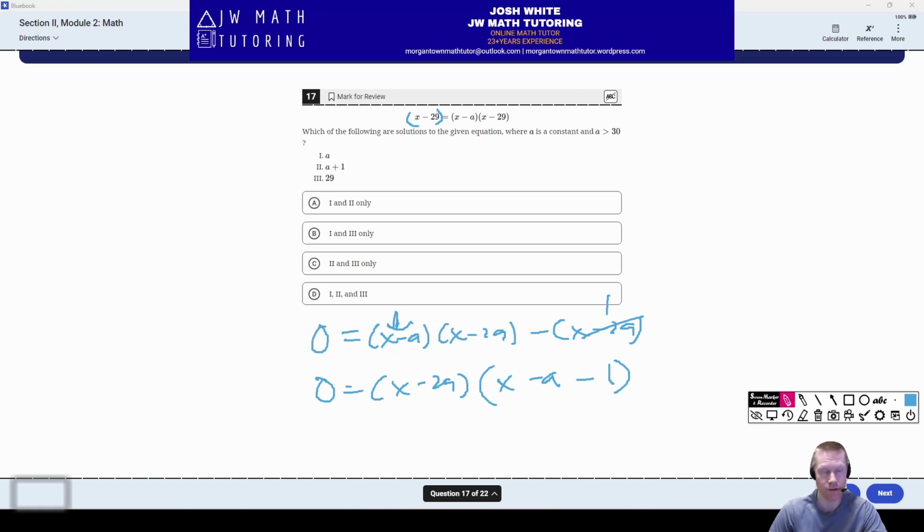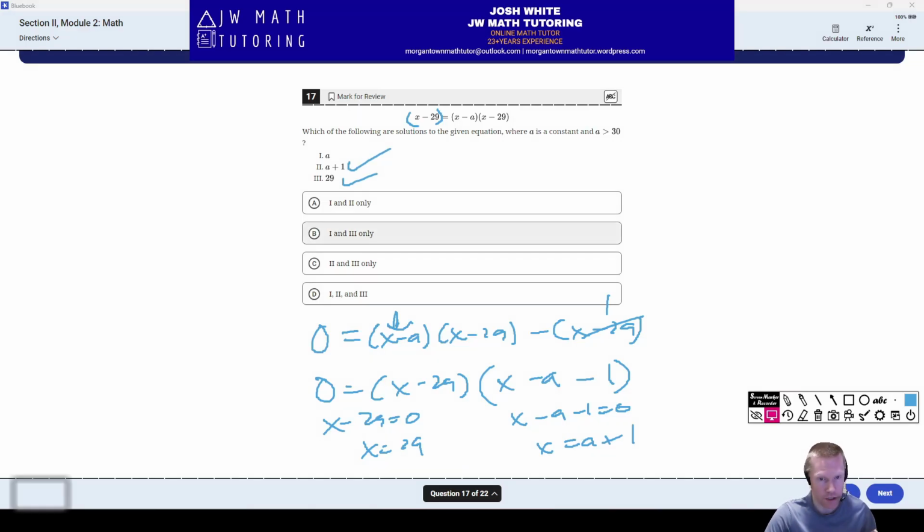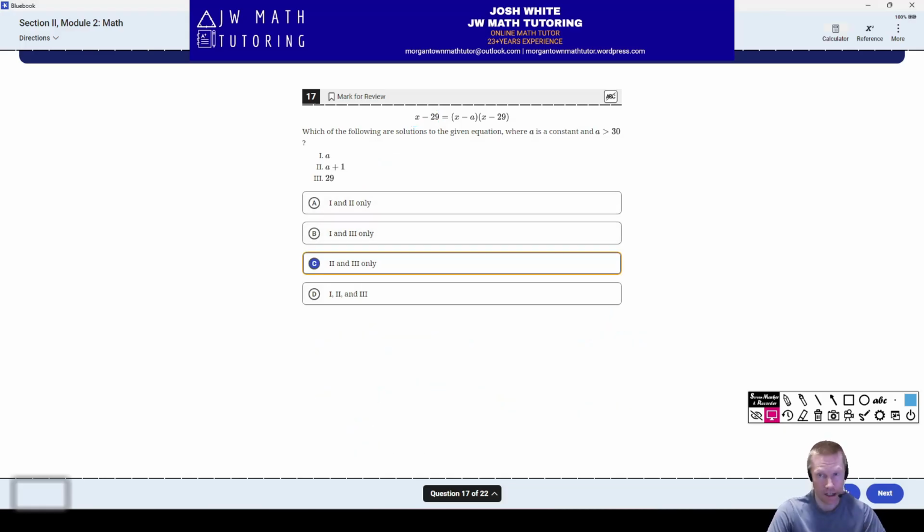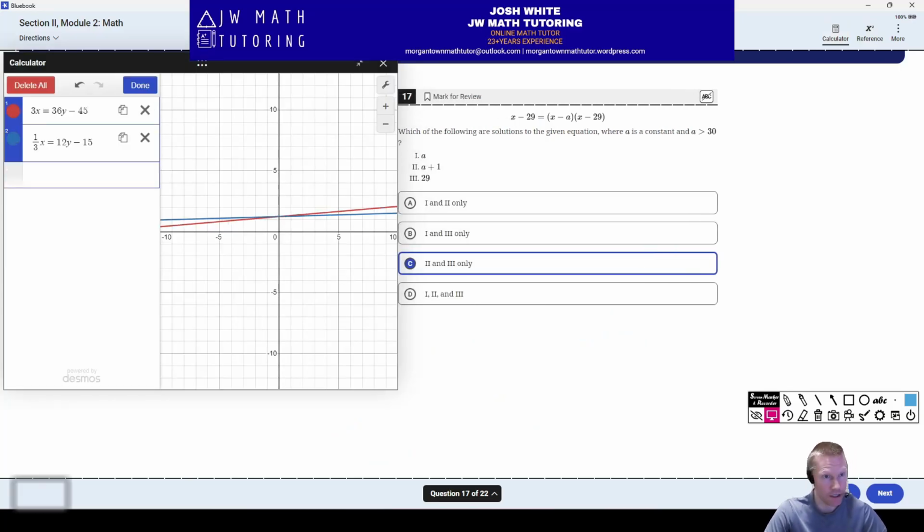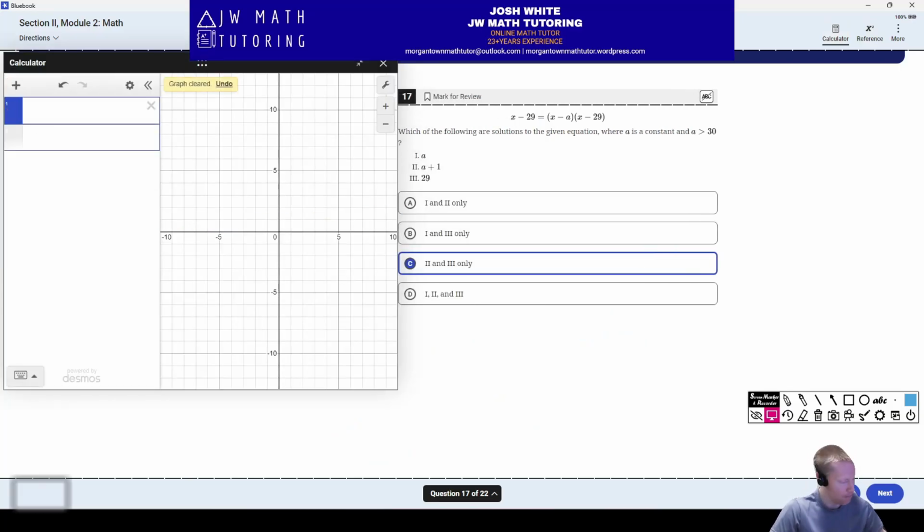Now you have your two factors that you can set equal to 0. x minus 29 equals 0, therefore x equals 29. x minus a minus 1 equals 0, therefore x is equal to, well, you add a and you add 1, a plus 1. So a plus 1, check. 29, check. Correct answer for this should be 2 and 3 only, which is letter C. Again, that's the theoretical way. If you didn't understand it or didn't follow it, that's totally fine. Let's go to Desmos and do it in there.